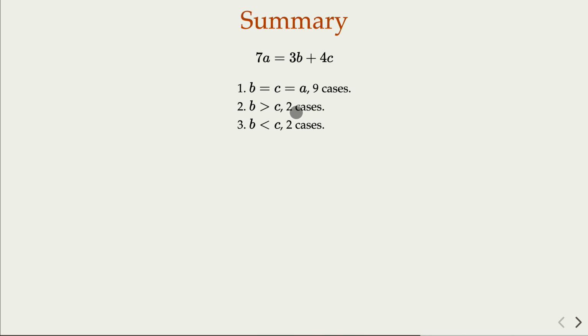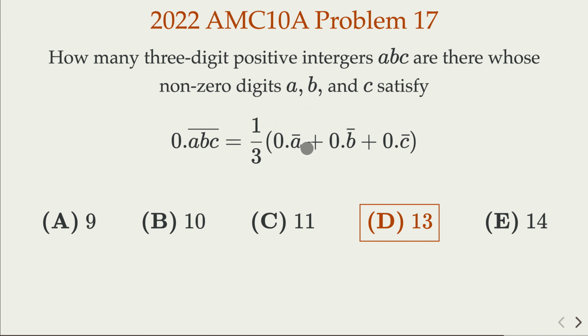So the total we have: when they're equal to each other, it's going to be 9 numbers. When B is greater, there are 2 numbers. When B is smaller, there are 2 numbers. The total is going to be 13 numbers that satisfy the original equation. So that's the answer, D.